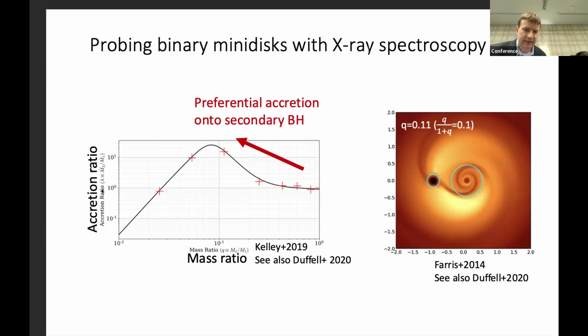But there's a more subtle signature of mini disk accretion that appears at the soft energy range, and that has to do with preferential accretion onto the mini disks. The plot on the left shows the accretion ratio, M2 dot versus M1 dot, as a function of mass ratio, M2 versus M1. The red points are from simulations of accreting binaries with different mass ratios. At a 1-to-1 mass ratio, the accretion ratio is 1, as you might expect. But at lower mass ratios, the accretion is preferentially onto the secondary black hole, the less massive companion, as you can also see in the figure on the right. So you have a smaller but brighter accretion mini disk around the secondary black hole.